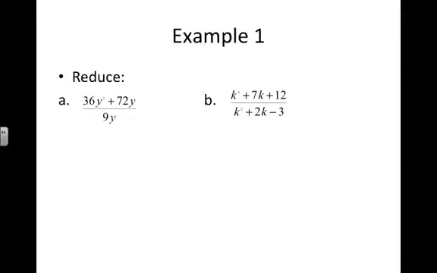So for part A, we've got 36y squared plus 72y over 9y. Because there's a plus in the numerator, we have to physically factor the numerator. Looking at those two, 72 is 36 times 2, so we can bring out a 36. We can also bring out a y. So we've got 36y times, 36y squared divided by 36y gives us y, plus, and then 72y divided by 36y just gives us 2. So we rewrite the numerator as 36y times y plus 2, divided by 9y.